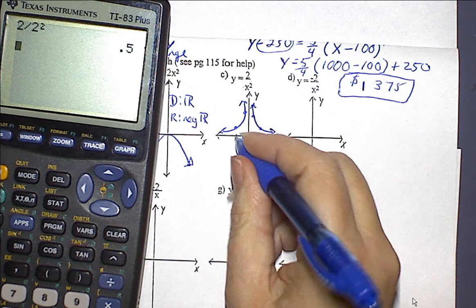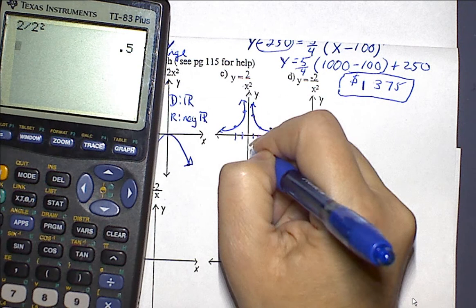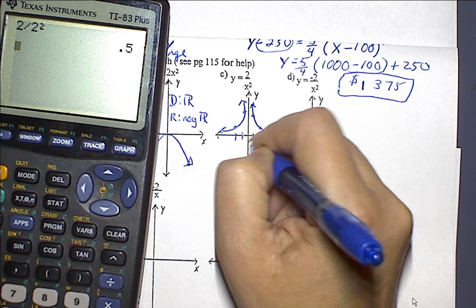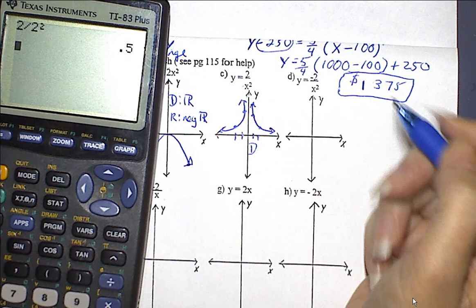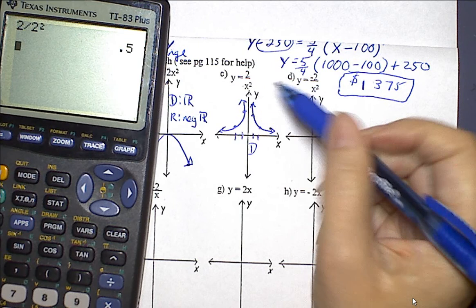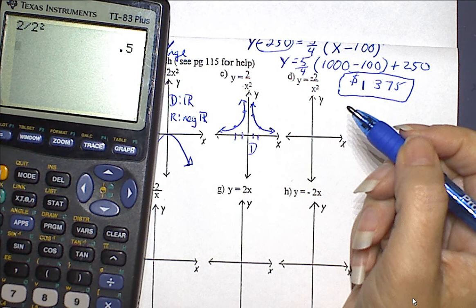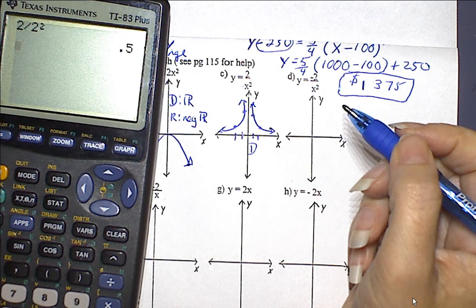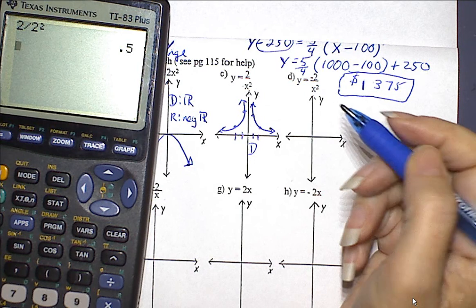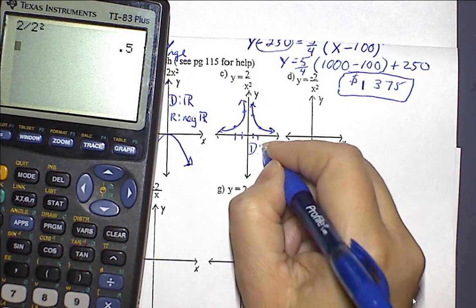Alright, so again, what is my domain? What can I put in for my x? Everything except for 0. So we would say all real numbers except 0, or you would say that it is non-zero real.